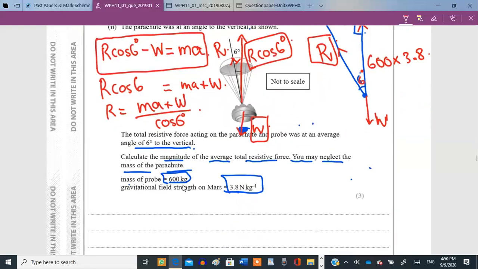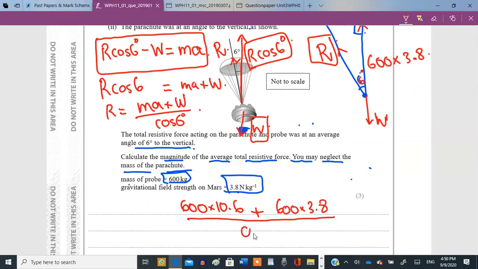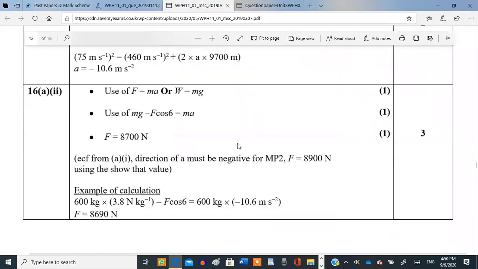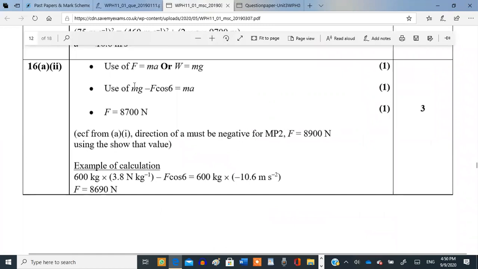The value for the mass is 600 kg. The value for the acceleration is 10.6, which we calculated in the previous answer. The value for the weight is the mass multiplied by its gravitational field strength, 3.8. W equals mg, divided by cos of 6. And I hope this will give us the correct answer. Let me check it out. This certainly will give us the correct answer. Yep.